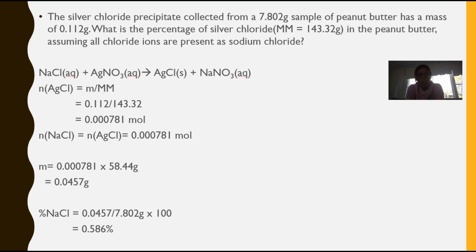So in the original sample of 7.802 grams of peanut butter, there would have been 0.0457 grams of sodium chloride. And so that as a percentage, 0.0457 divided by the amount that we initially had, 7.802, and multiply it by 100 to get the percentage, and we've got 0.586 is the percentage composition of sodium chloride in that sample of peanut butter. So you can see how it's used even in food industries to calculate the percentage. So of course you need to know your precipitation reactions and so on.